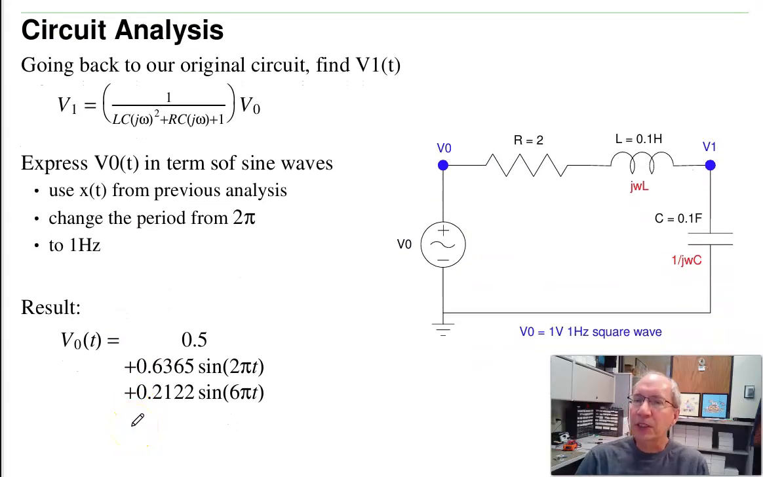Going back to our circuit. If I have this circuit, I want to find V1. Well, using Fourier transform, I can take V0 and represent it with a bunch of sine waves. Here's a DC term, something at 1 Hertz, something at 3 Hertz. Using superposition, find V1, treating this as 3 separate problems. Analyze at DC, analyze at 1 Hertz, analyze at 3 Hertz.